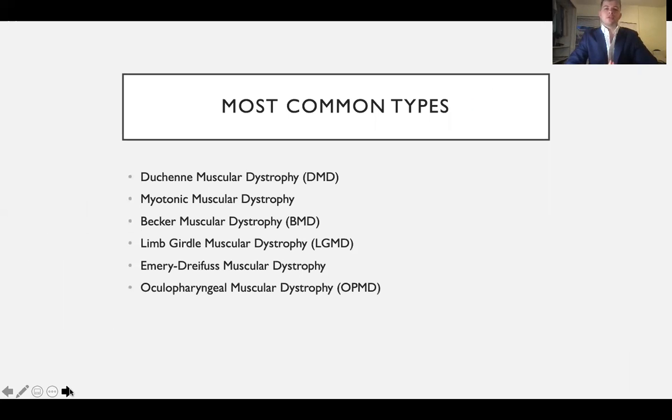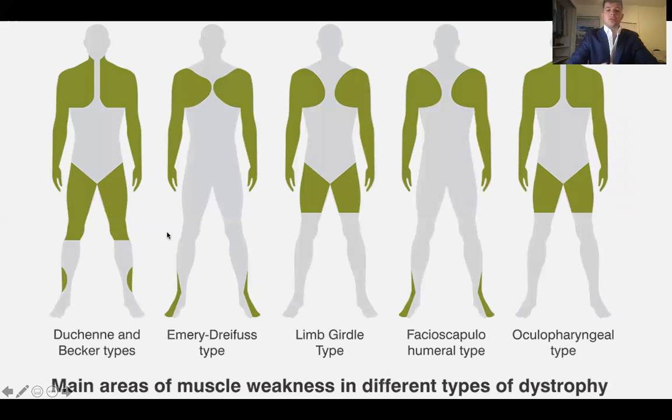So the most common forms of muscular dystrophy are Duchenne, like I mentioned earlier, myotonic muscular dystrophy, Becker muscular dystrophy, limb-girdle muscular dystrophy, Emery-Dreifuss muscular dystrophy, or oculopharyngeal muscular dystrophy. This image shows the green areas where the main areas of muscle weakness are in different types of dystrophy. The most muscles affected are in Duchenne and Becker. They affect the most muscles. And one that isn't shown here is the pharyngeal muscular dystrophy, which affects the pharynx muscles.